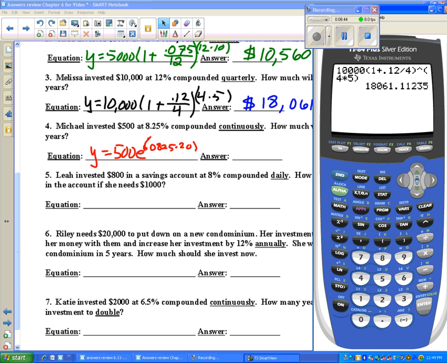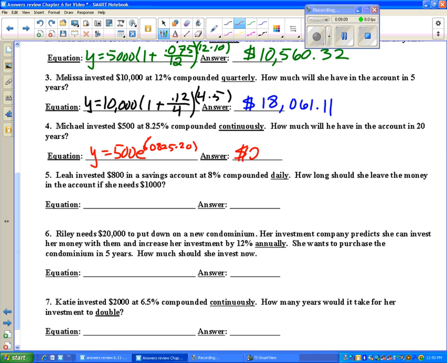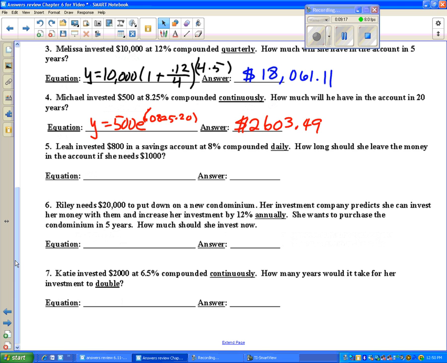So again, I bring up my calculator. I plug in my initial amount. e is to hit second, ln gives me e to an exponent, 0.0825 times 20 years gives me $2,603.49. $2,603.49. Number 5, Leah invested $800 in a savings account at 8% compounded daily.